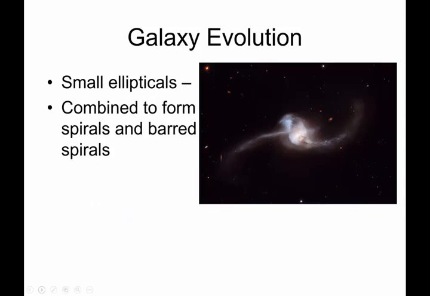What we believe happened was this. From these original small galaxies, they combined to form spirals and barred spirals. As these galaxies came together, each one had some original velocity and some angular momentum, and that combined motion, when they collided, gave rise to the spirals and the barred spirals.